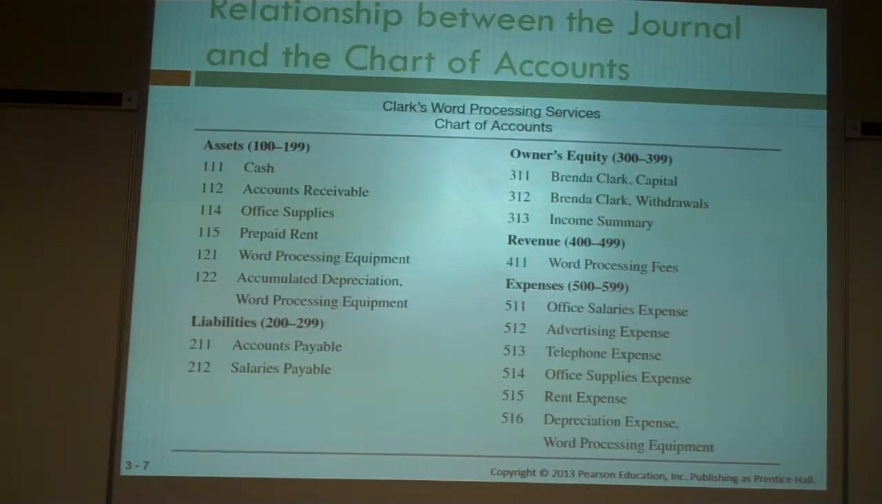We're going to look at that when we're looking for what accounts to use. Again, our assets start with a 1. Our liabilities in this book start with a 2. Owner's equity starts with 3. Our revenue are 4 accounts, and then our expenses are 5.